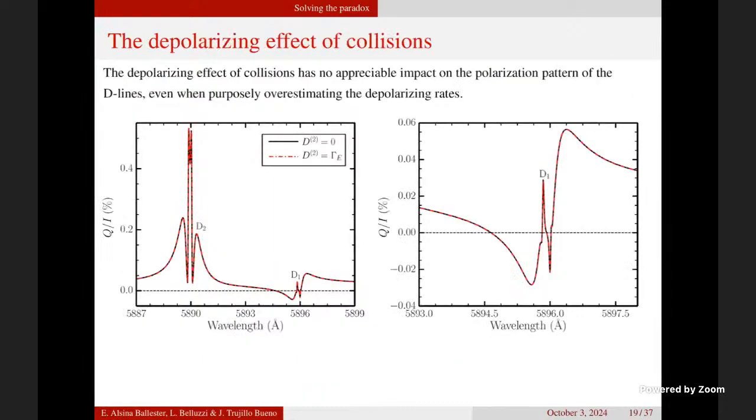Anyway, the last thing I want to discuss about the sodium D1 line is the depolarizing effect of elastic collisions, in particular elastic collisions with neutral hydrogen. And though we included them, and indeed in the red curve I showed them considering an unrealistically high rate of depolarizing collisions, we saw that they did not have any appreciable effect on the depolarizing rates. This is due to where these lines form, which is the middle chromosphere, where the density of hydrogen is already quite low, and so they do not meaningfully depolarize.